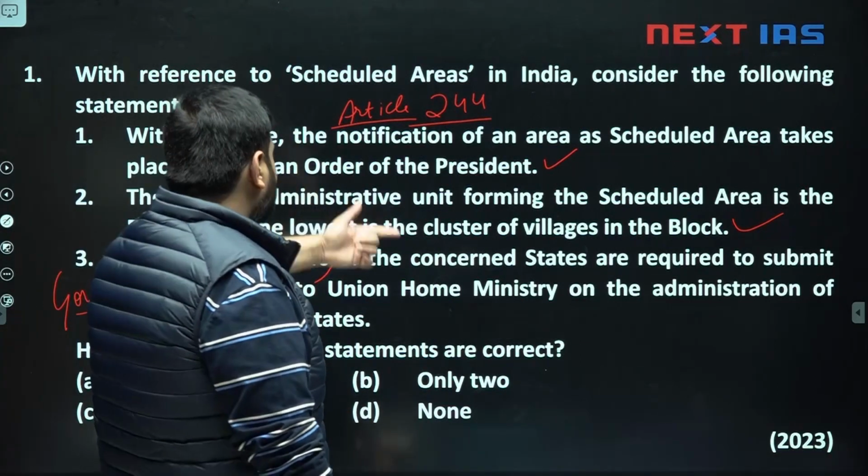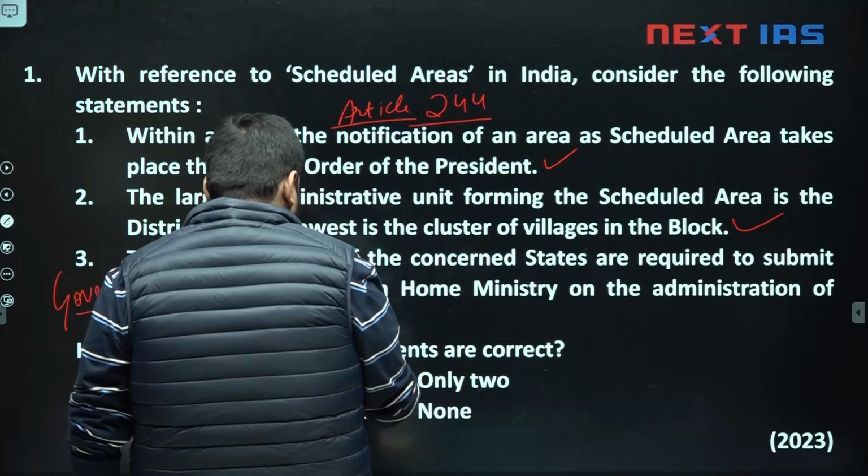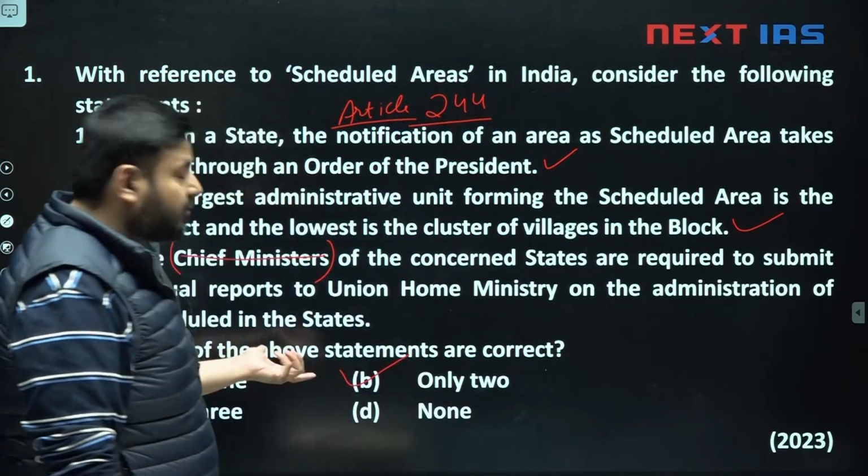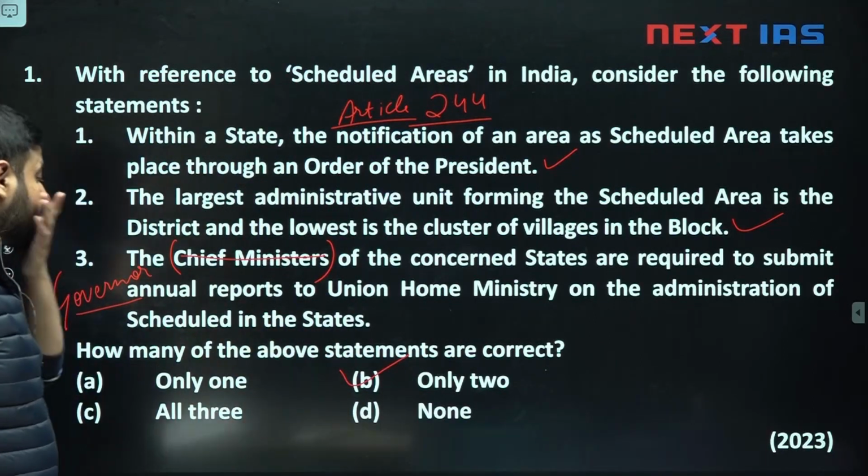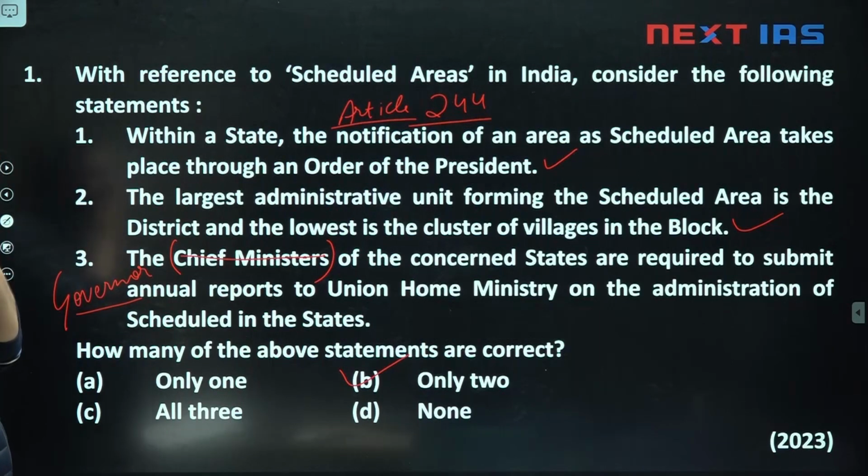So in this 2 are correct. This year UPSC has asked question in this form, 1 correct, 2 correct, 3 correct. So in this only 2 are correct. So A and B are correct.